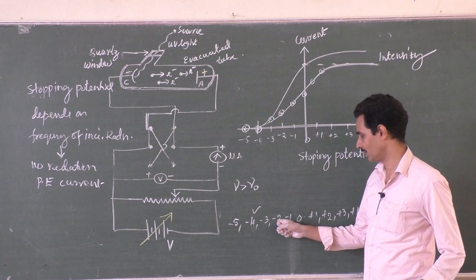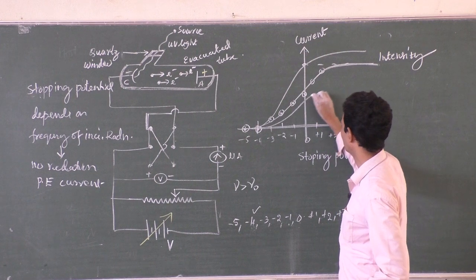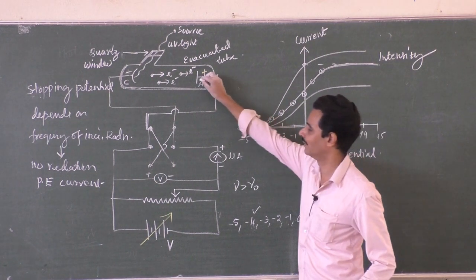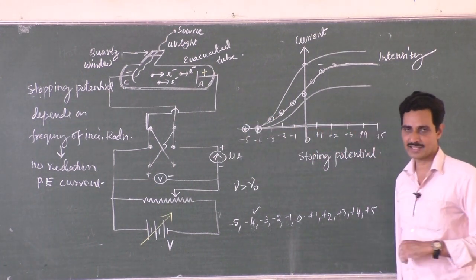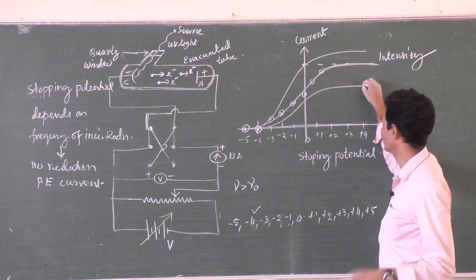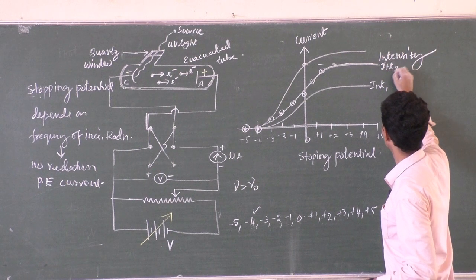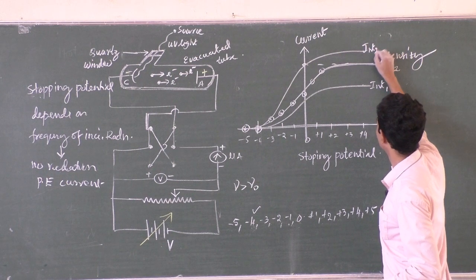Make it minus 3, minus 2, minus 1. Photoelectric current starts rising up, but once all the electrons reach here, again it reaches saturation. But that saturation is different because only 40 electrons are reaching. So this is intensity 1, this is intensity 2, this is intensity 3.